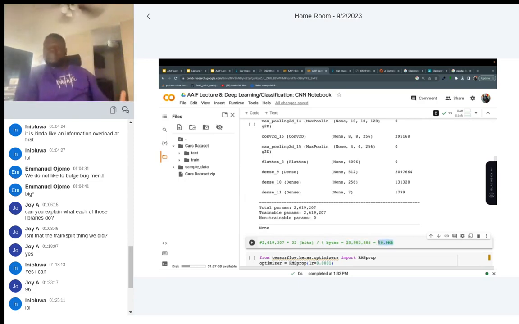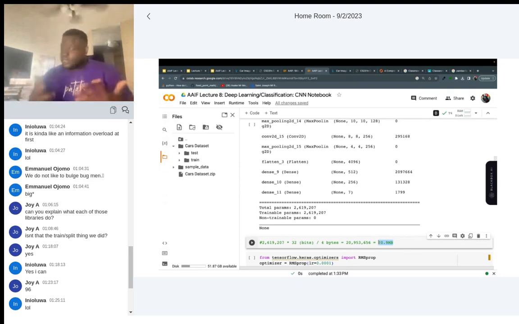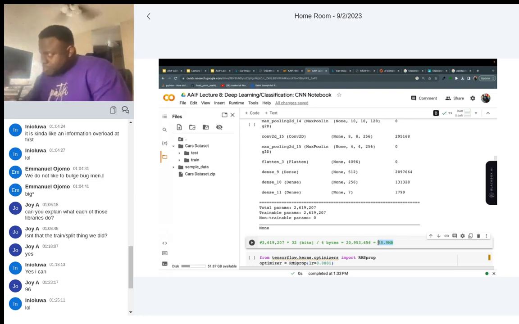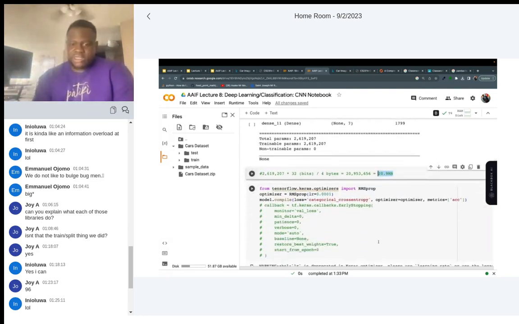20.9 megabytes is the size of a short movie. That's the size of the model. This model is an overkill to me because you're just identifying 7 classes. But I wanted to show you the relevance and significance of space when you are building your model; it should be very important to you as a machine learning engineer.